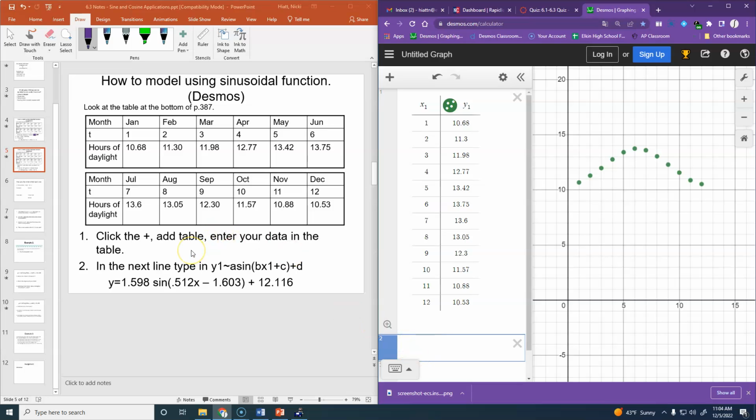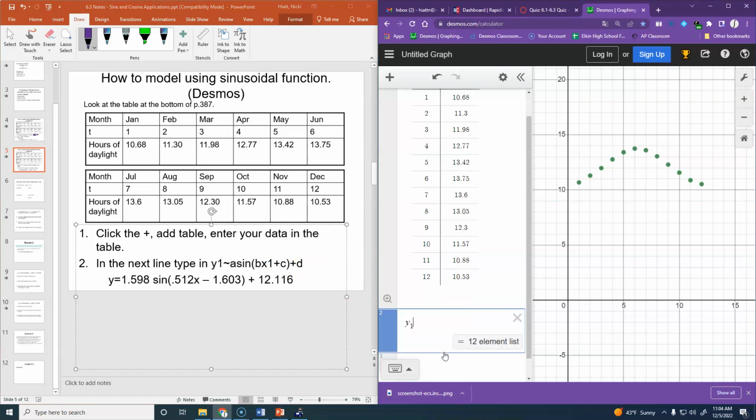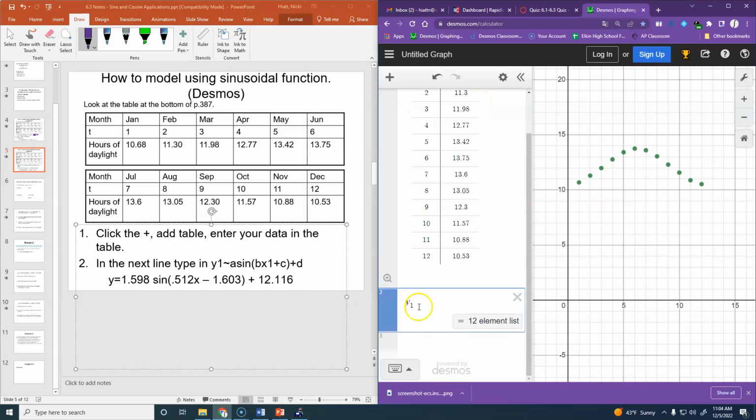And then, once you have entered your data in the table, in the next line, you're going to type in this equation right here. Y1, and when you type a 1 behind a Y, it's going to make it a subscript, which is what we want. If you look at your table, it doesn't just have X, Y, it has X1, Y1. That's why you have to have that there.